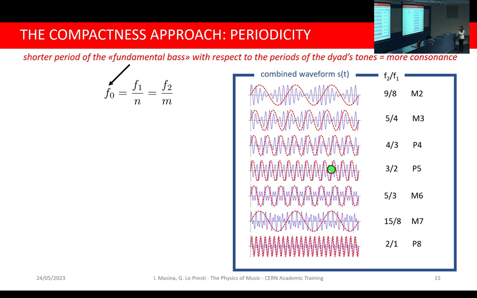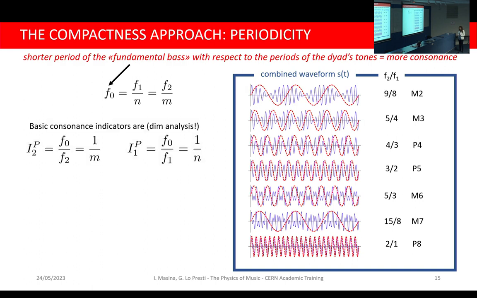While also the fifth, then you see a perfect fourth and major sixth on the same level, the major third is worse, and these are the worst, as for the length of the period of the fundamental bass. Now, this is for the period.